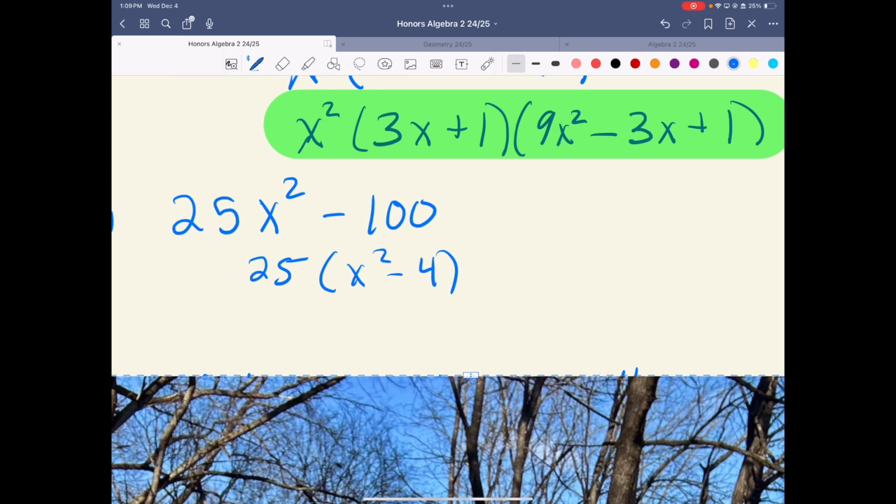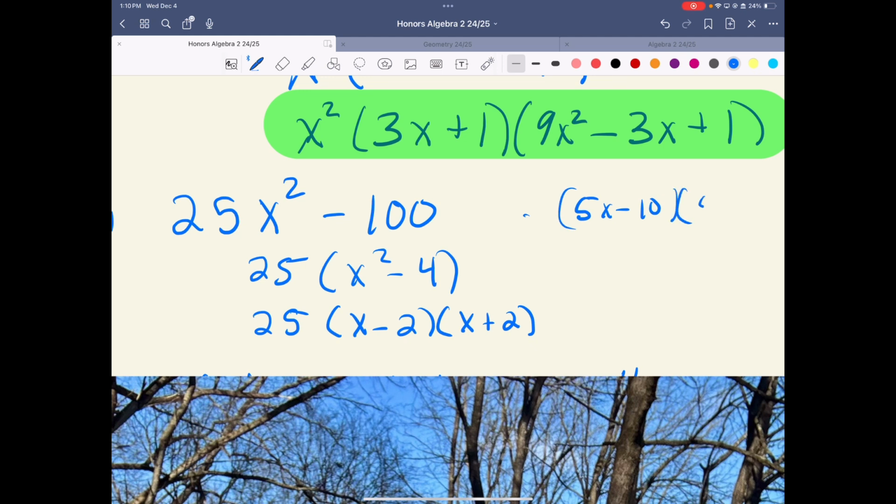So now the solution becomes 25 times x minus 2, the square root of x squared being x and the square root of 4 being 2, and then x plus 2. Where, if you had 5x minus 10, it's 5x plus 10. If I asked you to find the zeros, what makes this 0 is 2. What makes this 0 is negative 2. What makes 5x minus 10 zero? That's just 2. So you get the same solutions no matter what you end up doing, but it's always a good idea to get used to taking out that GCF.